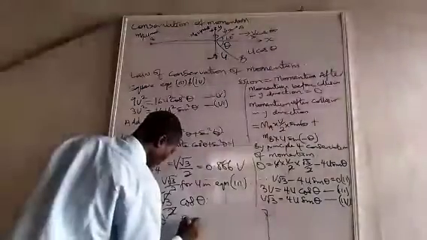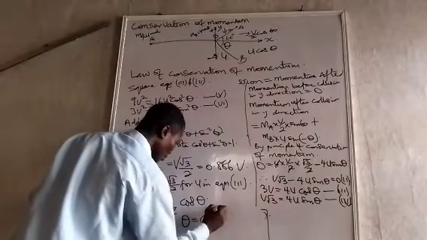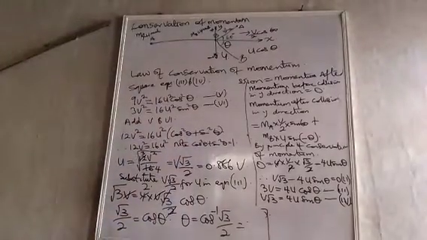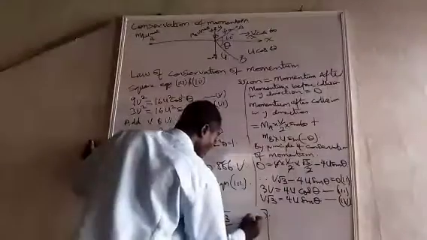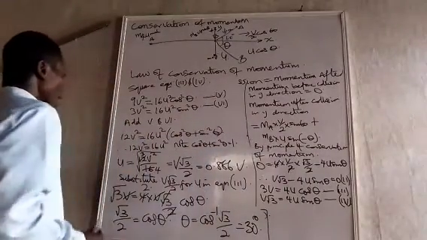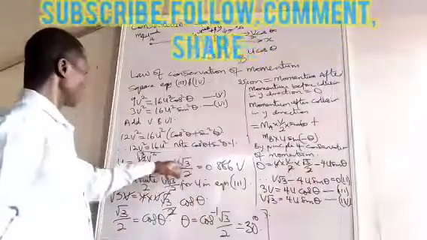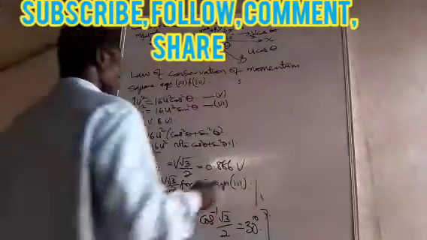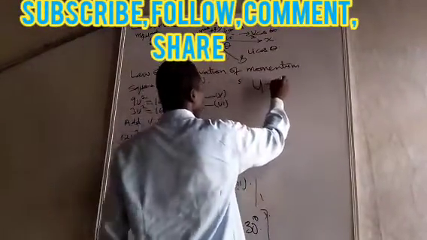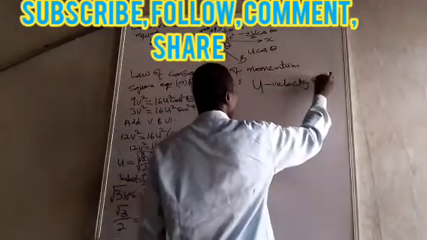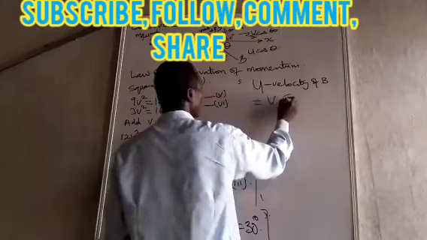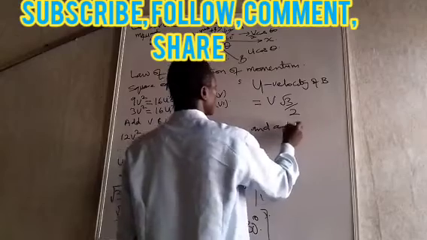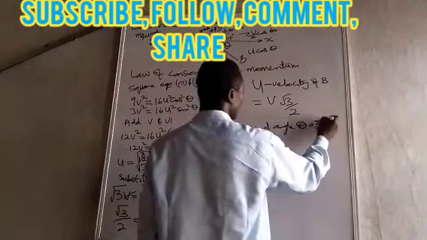So theta will be equal to arc cos of root 3 over 2, and that gives us 30 degrees. So you can see our velocity now is v root 3 over 2 and our angle theta is 30 degrees. So u, the velocity of B, is equal to v root 3 over 2, and the angle theta is equal to 30 degrees downward.